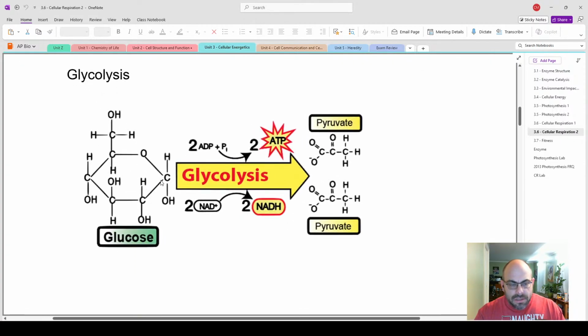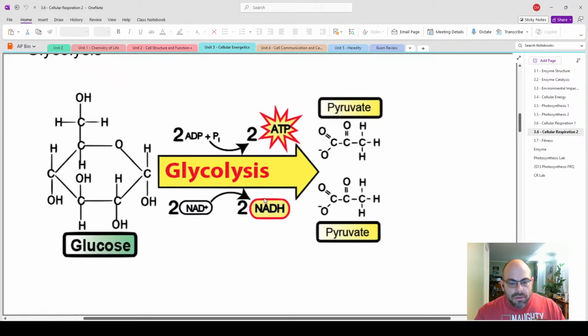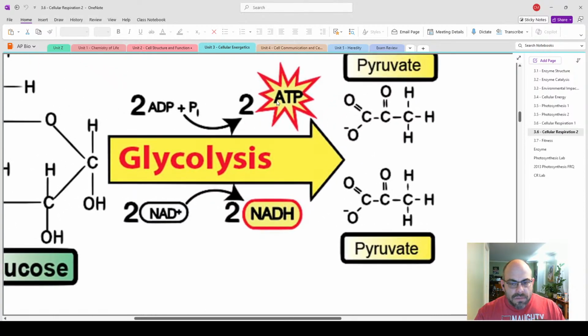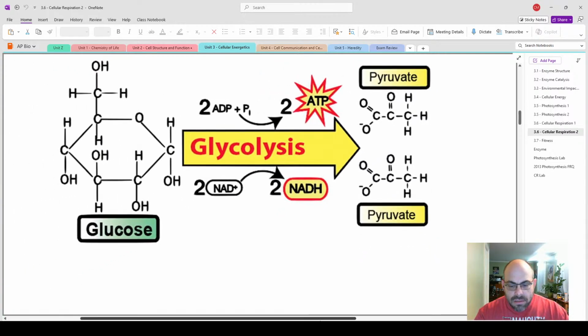So here's glycolysis, breaking down glucose. Here's glucose. It goes through glycolysis. You've got some ATP that's made. You've got some NADH that's made. And you've got 2 pyruvates that are made.